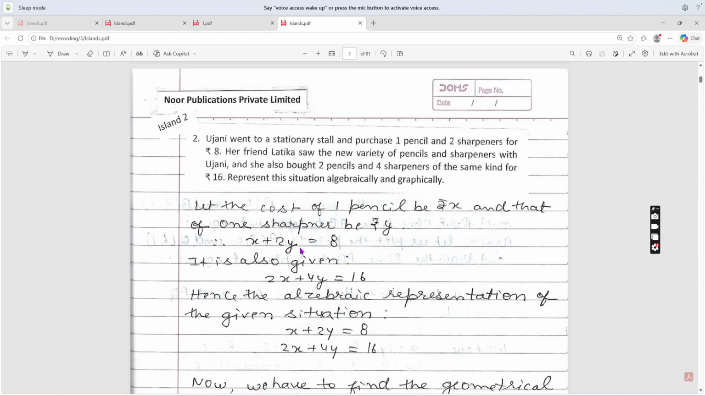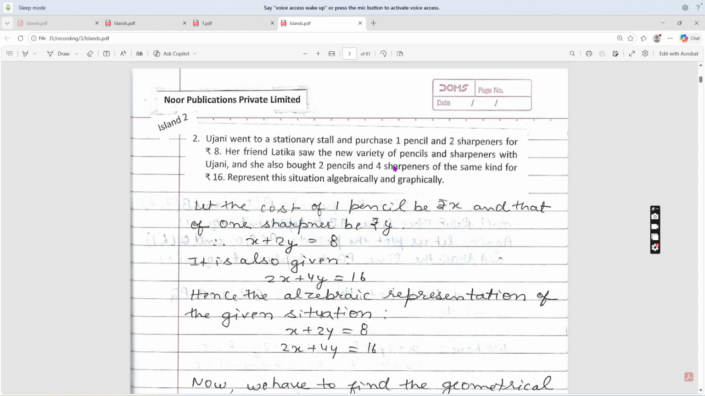Ujjaini went to a stationery stall and purchased one pencil and two sharpeners for ₹8. Her friend Latika saw the new variety of pencils and sharpeners with Ujjaini and she also bought two pencils and four sharpeners of the same kind for ₹16. Represent this situation algebraically and graphically.